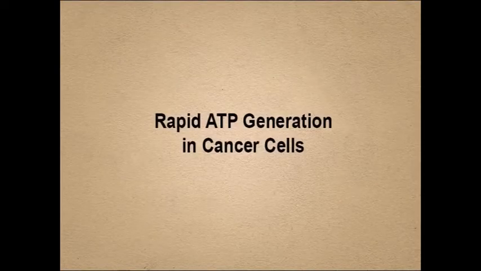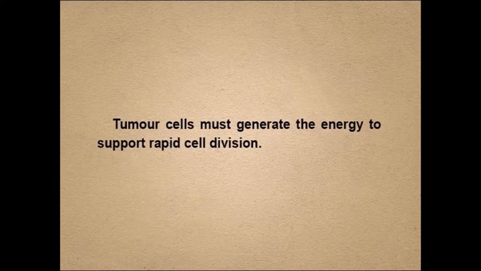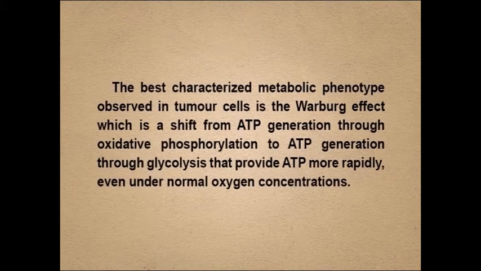Now let us see a few characteristics of cancer cells. Rapid ATP generation in cancer cells. Tumor cells must generate the energy to support rapid cell division. The best characterized metabolic phenotype observed in tumor cells is the Warburg effect, which is a shift from ATP generation through oxidative phosphorylation to ATP generation through glycolysis, which provides ATP more rapidly even under normal oxygen concentrations.